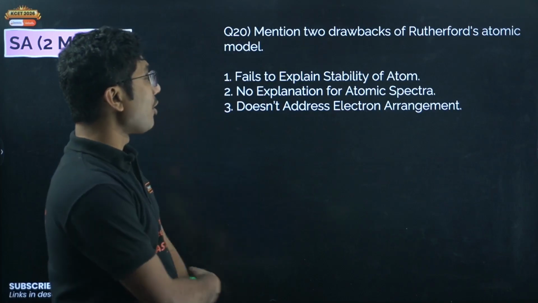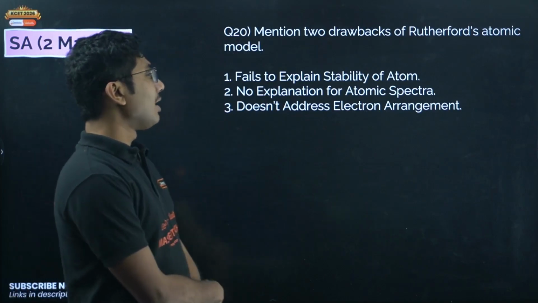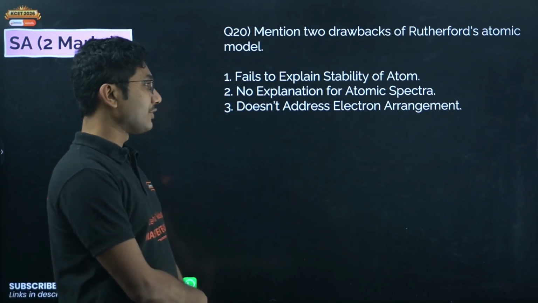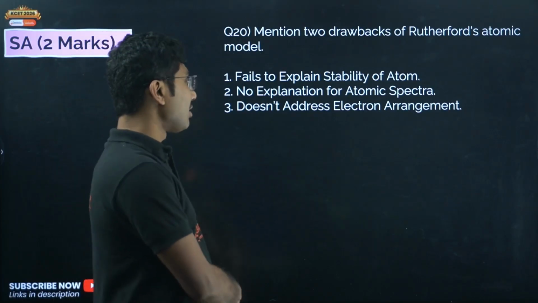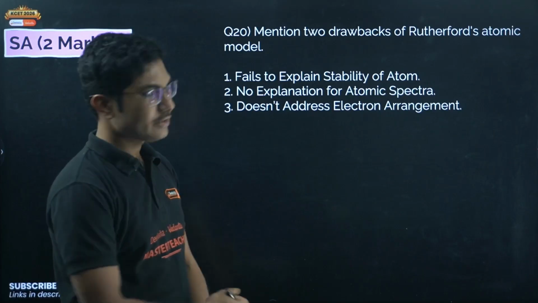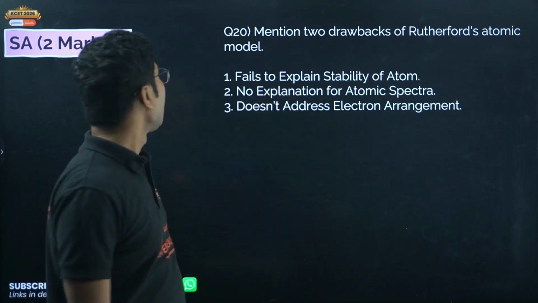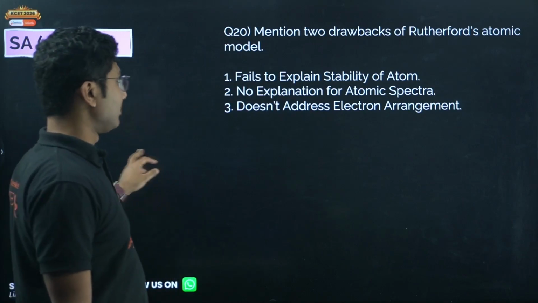Mention 2 drawbacks of Rutherford's atomic model. Rutherford's atomic model fails to explain the stability of the atom, gives no explanation for atomic spectra, and does not address the electron arrangement. So these are the main 3 drawbacks. Any 2 you can remember and answer.